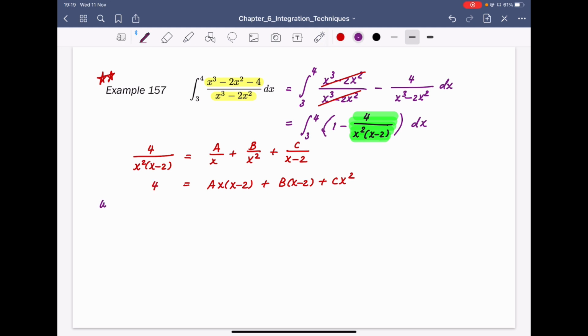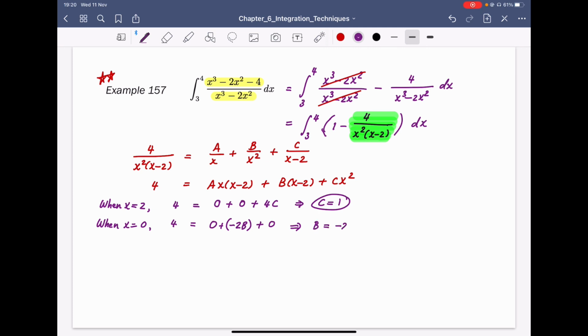So if you plug in x equal to, let's say 2 first, you're going to have 4 equal to, well, the first term is 0, the second term is 0, and the last term is equal to 2 squared, which is 4c. That means your c is equal to 1. You obtain one unknown already. The next one I can plug in is x equal to 0 because I want the first term to be 0 and the last term to be 0. So the second term is going to be negative 2b. That will give you b equal to negative 2.